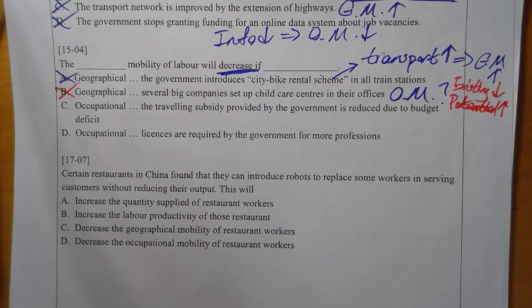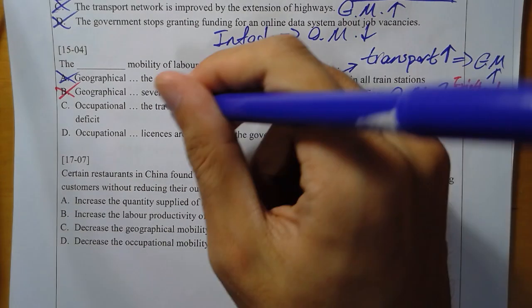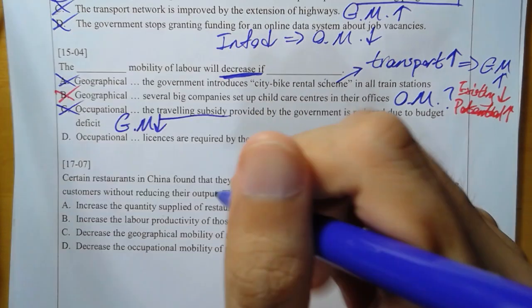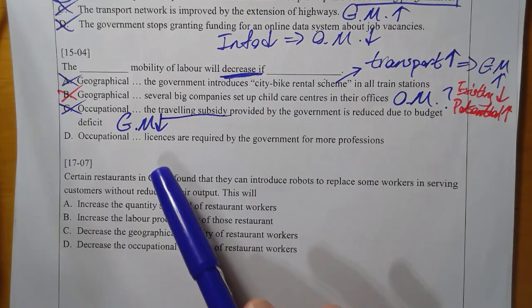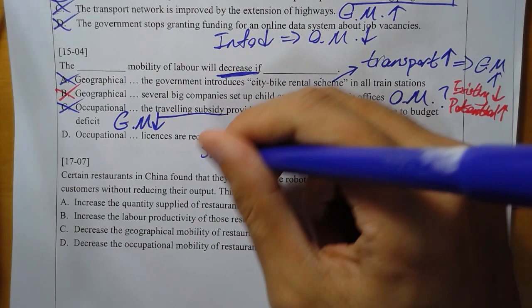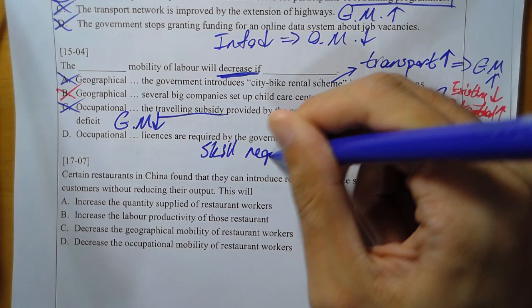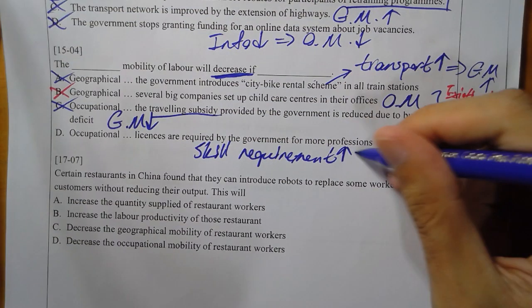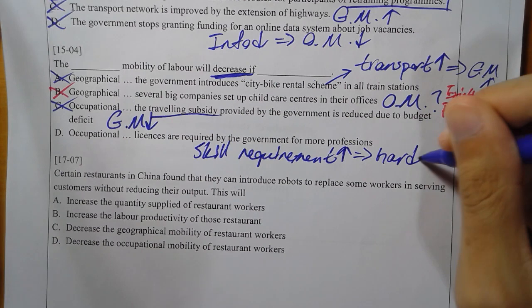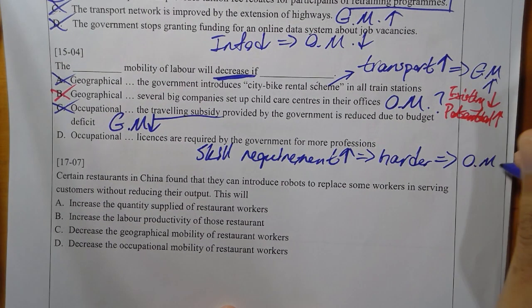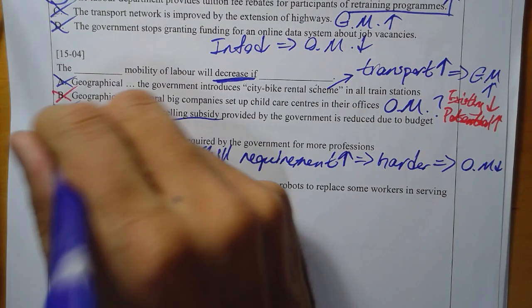Now C, occupational mobility will decrease. Traveling subsidy, what does a traveling subsidy relate to? Geographical mobility will decrease, right? So the answer should be D. Let's look at it. Licenses are required by the government for more professions. Now, skill requirements. When skill requirements increase, it becomes harder to get in, which means occupational mobility would decrease. This is the answer.